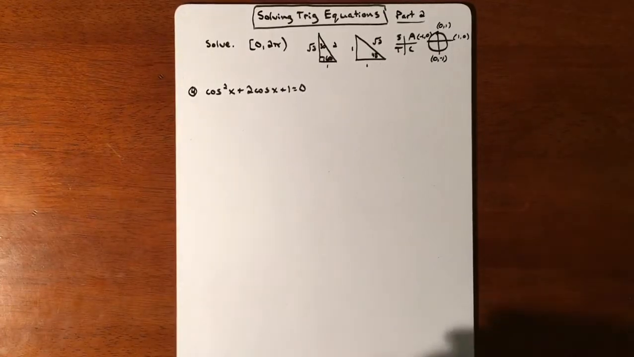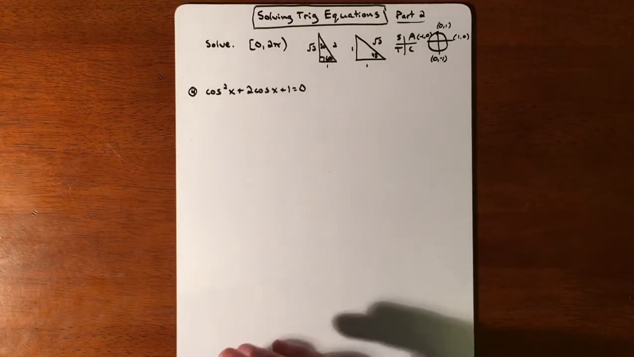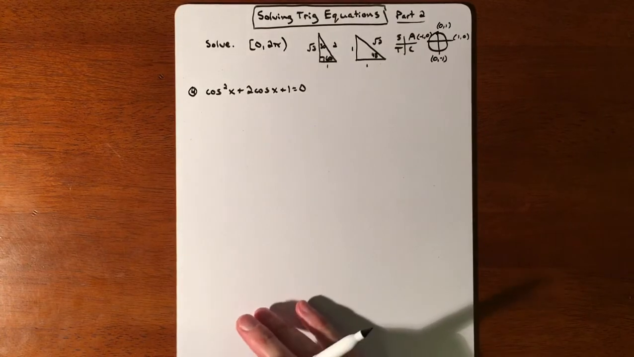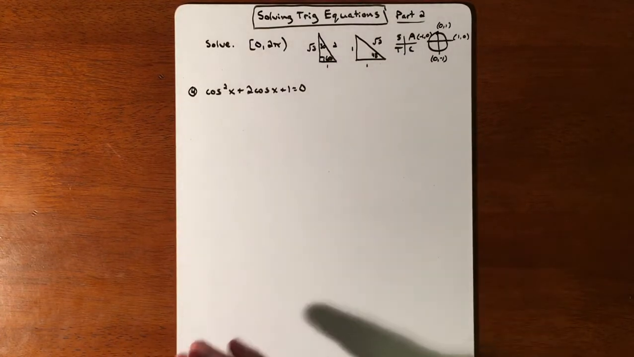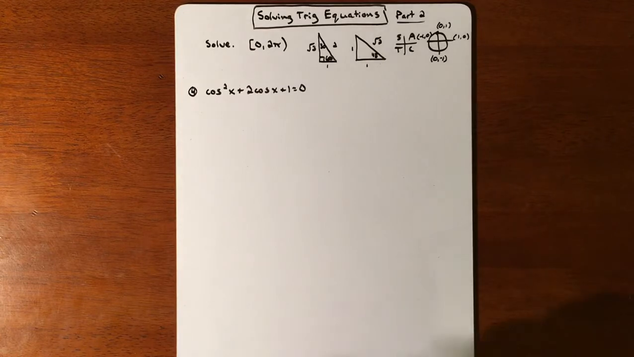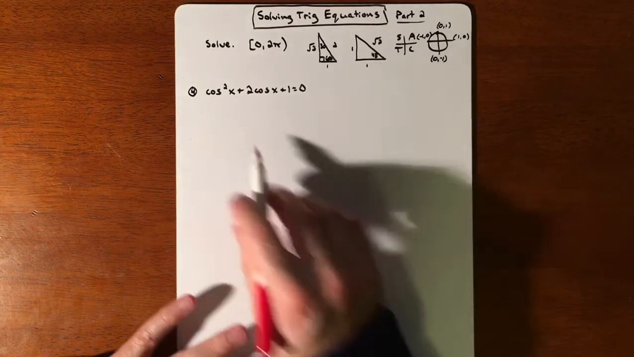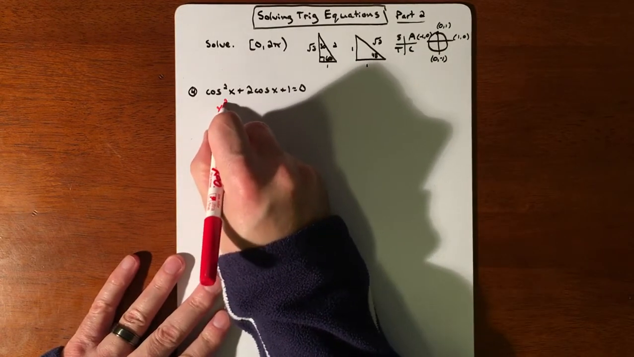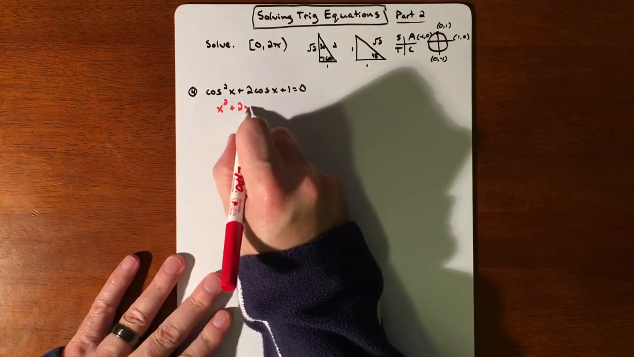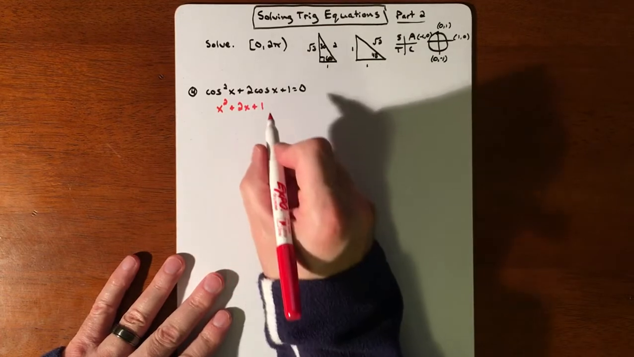All right, so this is part 2 of solving trig equations. They keep on getting a little bit more and more challenging. This one starts off where it kind of has a quadratic feel to it. So if it helps, then let's not treat them as trig functions. Let's treat it as a quadratic. So that's x squared plus 2x plus 1.